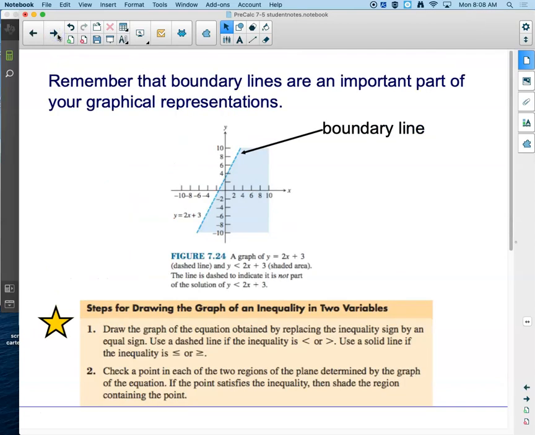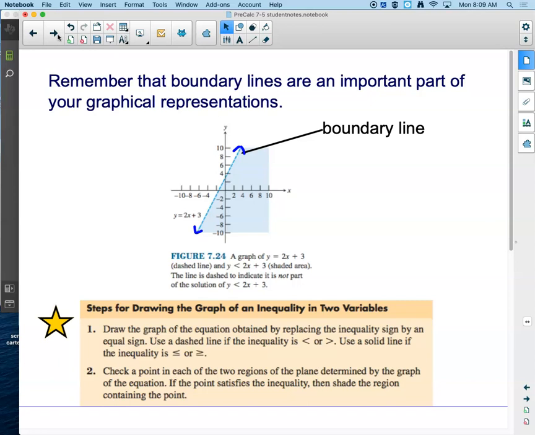So remember, boundary lines are an important part of your graphical representation. Again, we know they should have arrows on them. This is just a screen capture from the book, where they get a little lazy and don't give us the arrows. And we know there's a difference between those boundary lines depending on whether or not we have an equals bar in our inequality. If we don't have an equals bar, we still need our boundary line, but we want people to know the numbers on there are not solutions. And that's what's happening here.